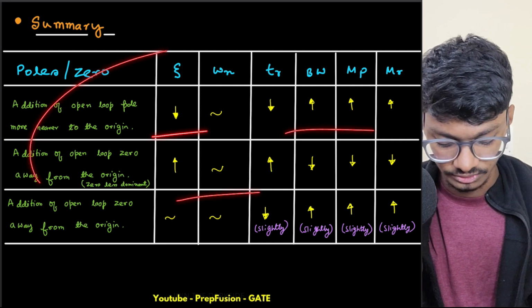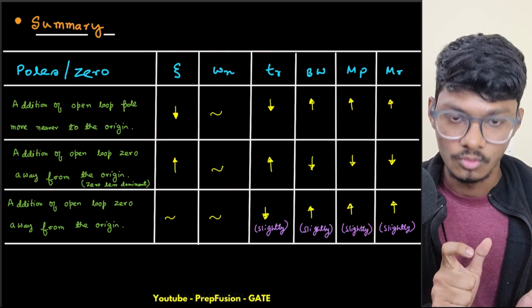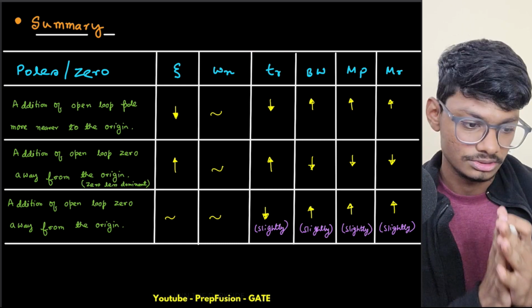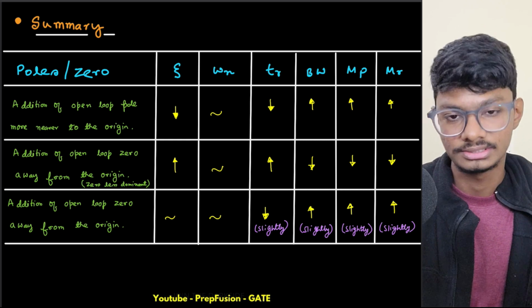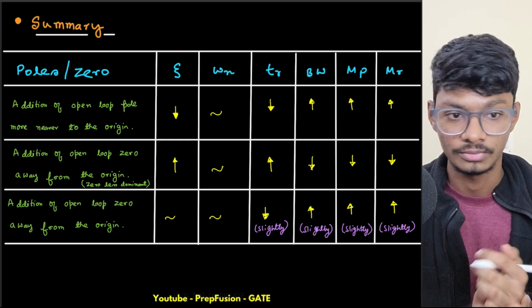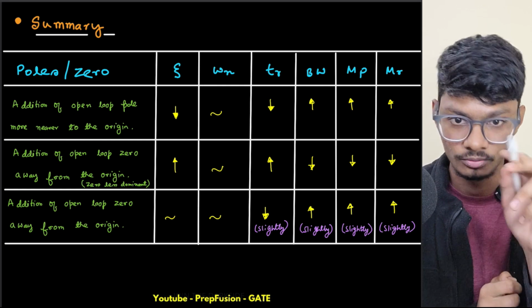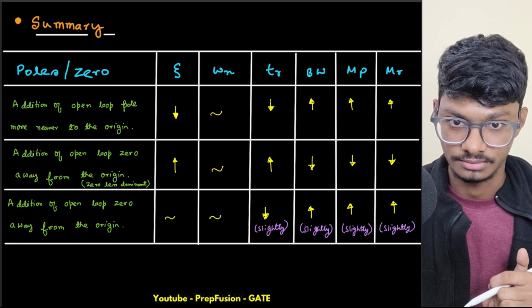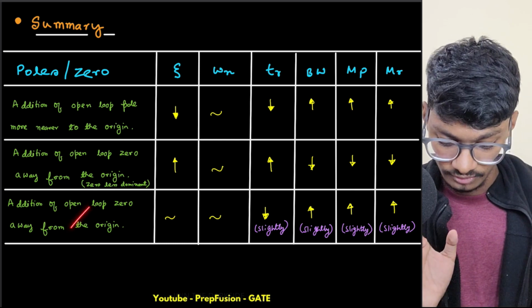With this summary table, the main motto of that video was to learn how to analyze the system. Let's say you are in an interview and they tell you that if I add an open loop pole in this region, then what will happen to the response of the system? You can analyze all these things only if you learn this.